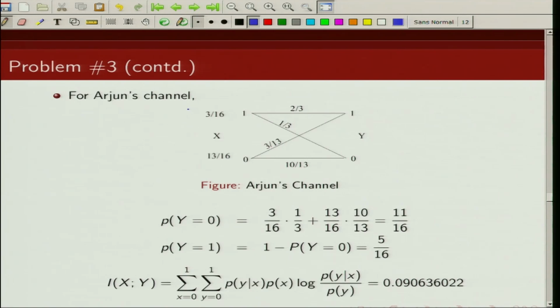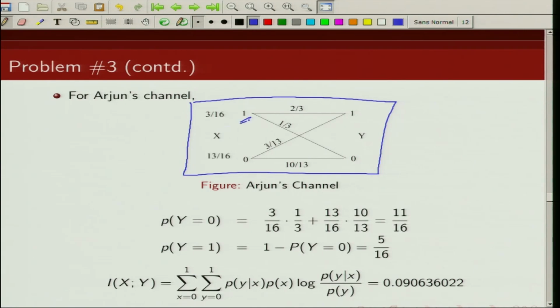So this is Arjun's channel. 1 denotes there is rain, 0 denotes there is no rain, this is the actual value, this is the predicted value, and these are the transition probabilities. These are the a priori probabilities on x. So we can find out the probability of y being 0, that's 11 by 16, and probability of y being 1, that is 5 by 16. So if we use this to compute the mutual information, Arjun's channel is going to give us roughly 0.09 bits of information.